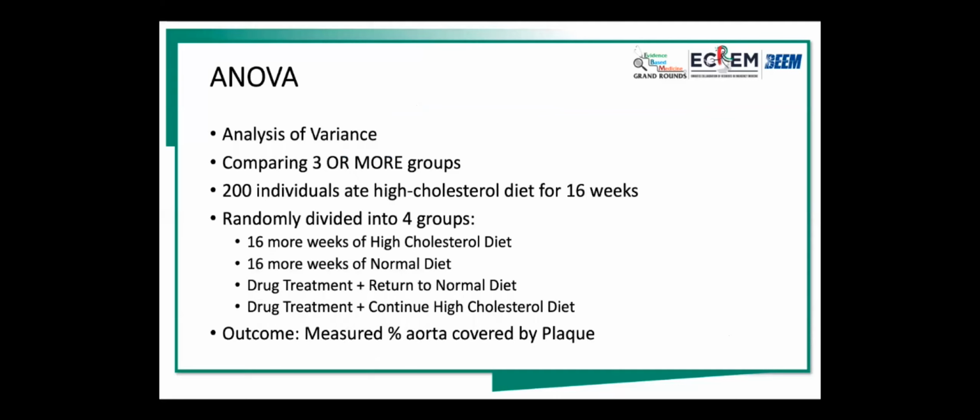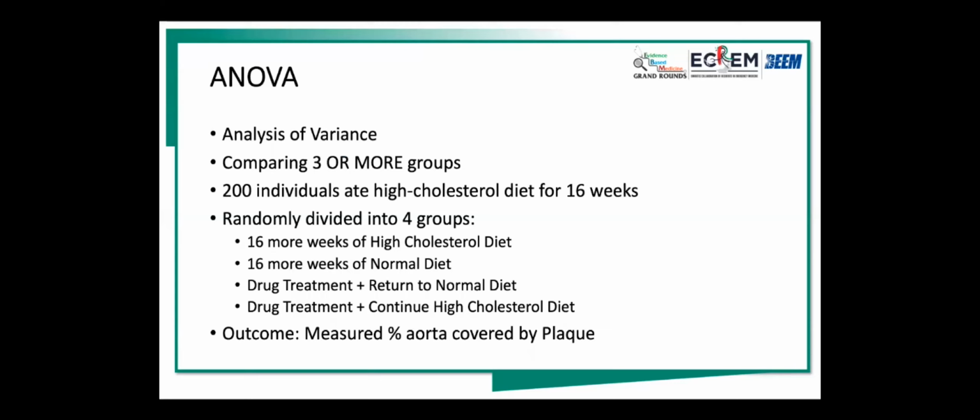Let's just say there were 200 individuals who ate a high cholesterol diet for 16 weeks. They all ate it for 16 weeks, and then we separated them into 4 groups. Group number 1 had 16 more weeks of a high cholesterol diet. Group number 2 had 16 more weeks of a normal diet. Group number 3 were given a drug and told to return to the normal diet. And group number 4 were given a drug and told to continue a high cholesterol diet. And the outcome here was the percent of aorta that was covered by plaque.